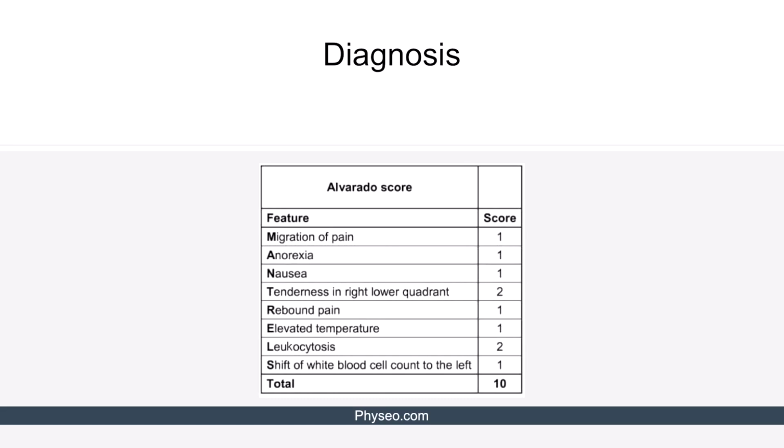The mnemonic MANTRELS is helpful in recognizing the clinical features in the Alvarado scoring system. Here, a score of 0 to 3 is unlikely to be appendicitis, and a score of 4 and above is further evaluated to rule in or rule out appendicitis.